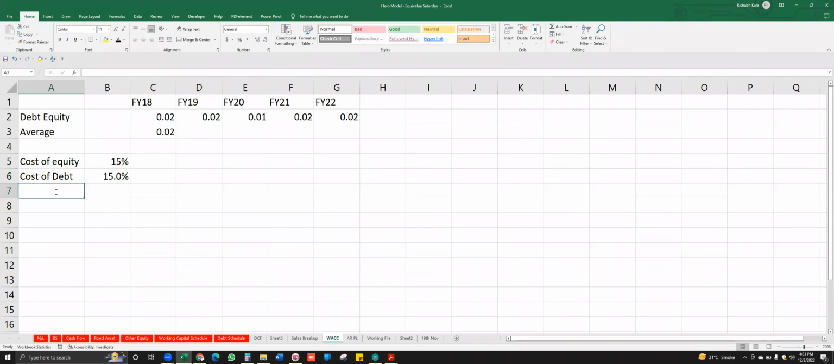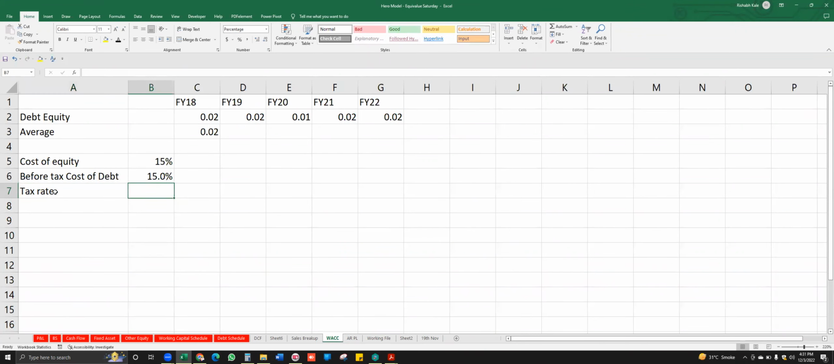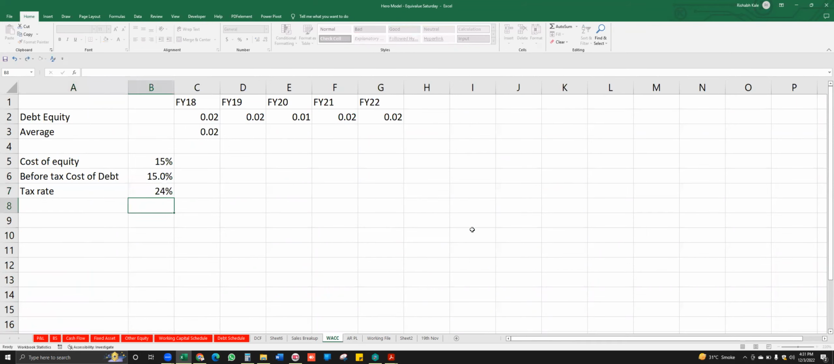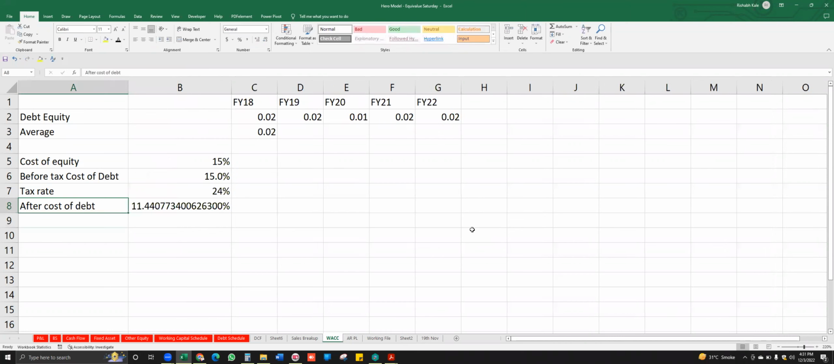Exact. What about tax rate? We have found the tax rate. This is before tax. So always remember before tax. Always make a habit of writing this before tax cost of debt and after tax cost. Tax rate in our P&L we have for FY22. We have found it. It was 24%. What will be the after tax cost of debt? Into 1 minus 0.24. It is your after tax cost of debt.